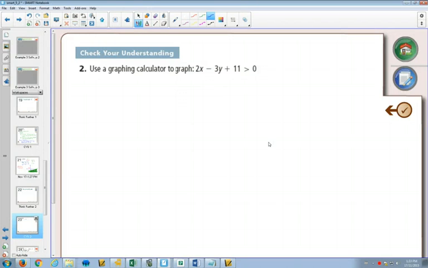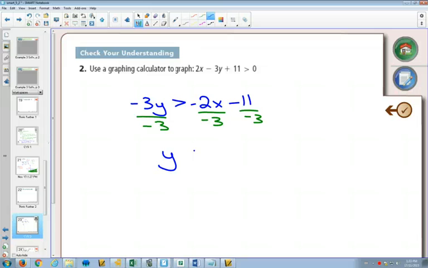We can graph inequalities in our graphing calculator as well. First of all, in order to put it into our graphing calculator, we have to rearrange this to y equals mx plus b. So to start off with, we'll move the 2x over and the 11 over. And then you're going to have to divide by negative 3. When you divide everything by negative 3, you're going to have to flip the sign.